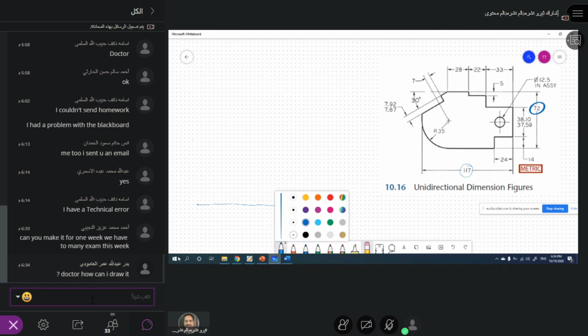So then I take it from here. All right. From there, I have to extend this line. Extend this line. So the height is 72. So I mark it here. This is 72 millimeters. All right. Then I finish this section here. This is 72.